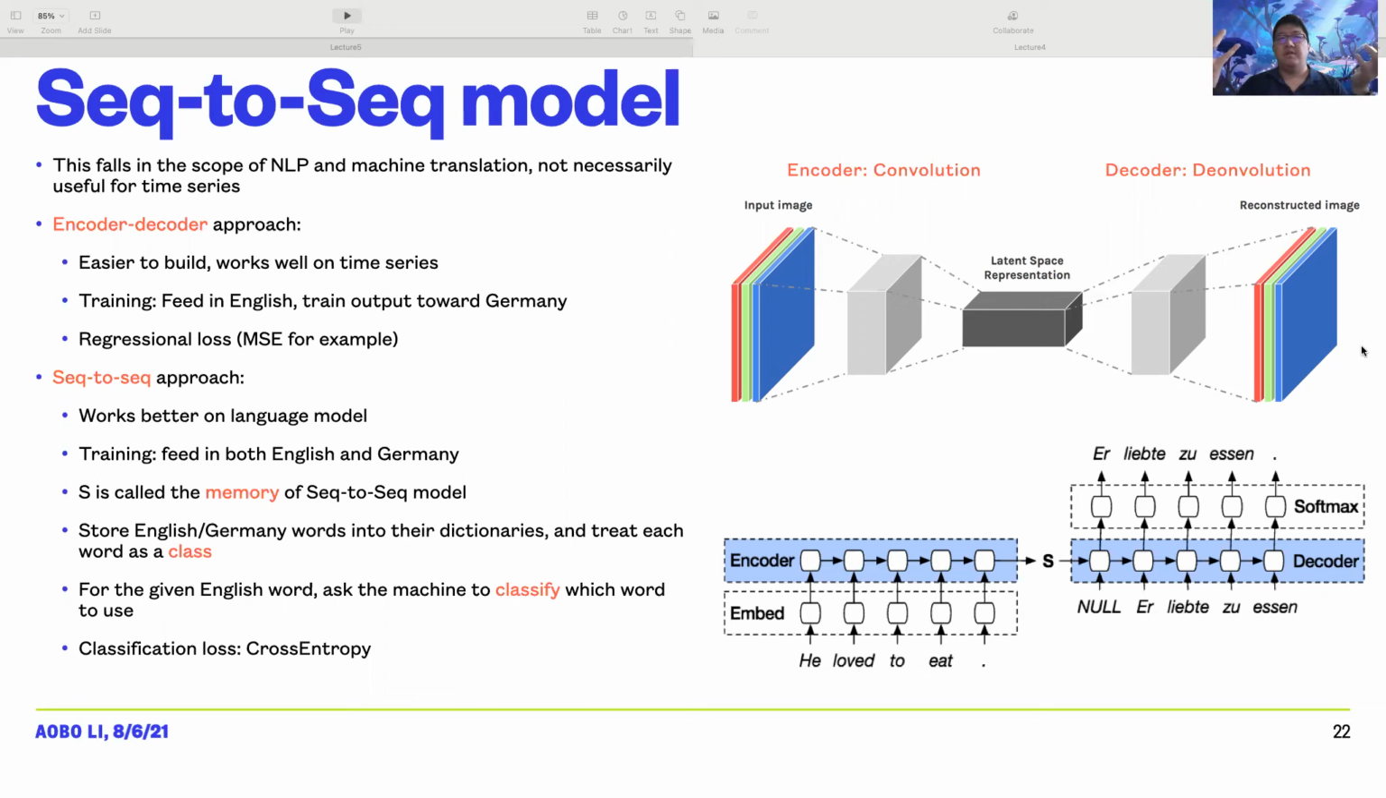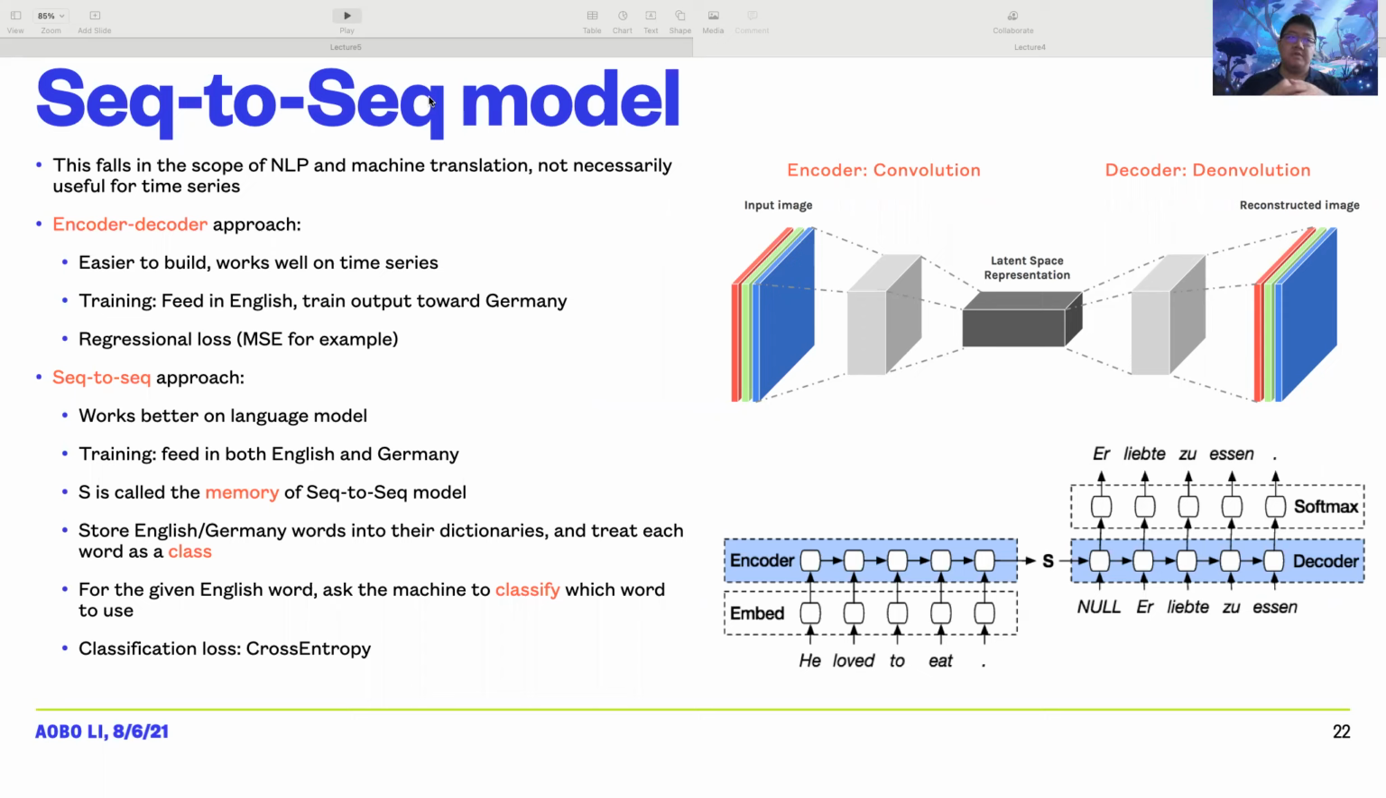If you are trying to do this in, for example, a machine translation approach, you can feed in English and train it to translate to German, and then use a regression loss, for example the mean square error we talked about, or you can use L1. Unfortunately, this doesn't work very well on language training, because I think the deep underlying reason is that neural networks are better at classification than regression.